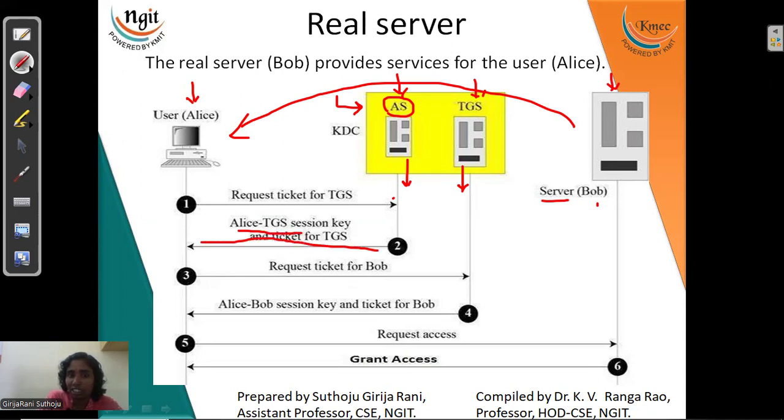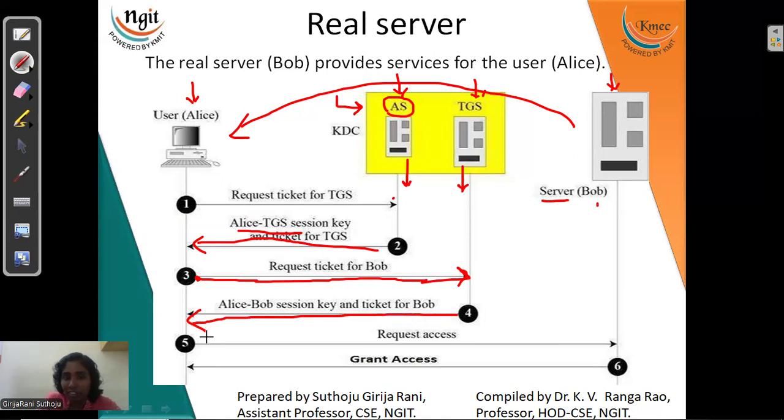So this is the second step. The third step is with the ticket sent by the authentication server to communicate with TGS, it will start communicating with the ticket granting server. Now, ticket granting server will generate a session key to communicate with Bob and sends to Alice. Now, Alice is having a session key to communicate with Bob directly. So, it will be giving a direct access to the server.